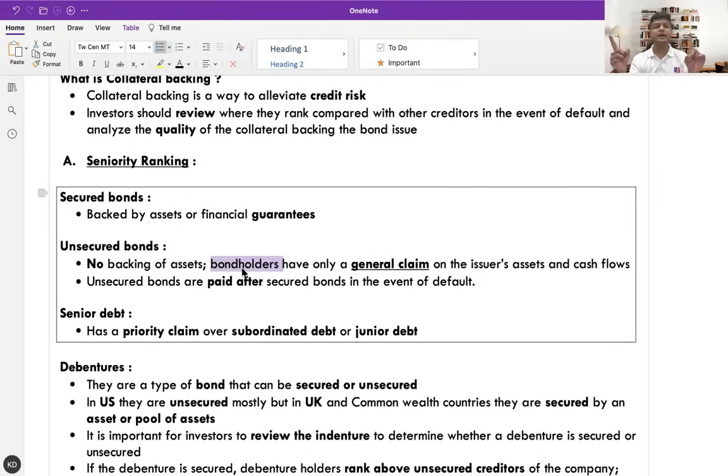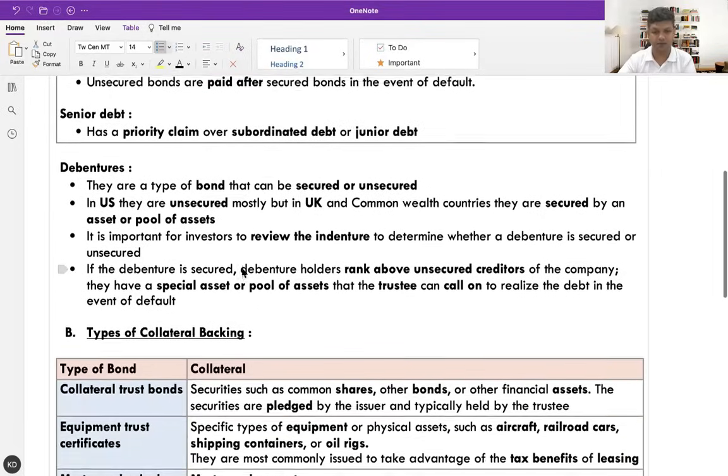So which bond will be paid first? Secured. After that, unsecured. And then there is a structure, whereas you have a senior debt, meaning the debt which is issued first. Then subordinate debt, which is debt issued later on. And then junior debt, which is the recently issued debt. Is that clear? So the ranking of all the bonds will depend on two things: secured or unsecured, and which bond is issued first. Clear? Everyone, any doubts?